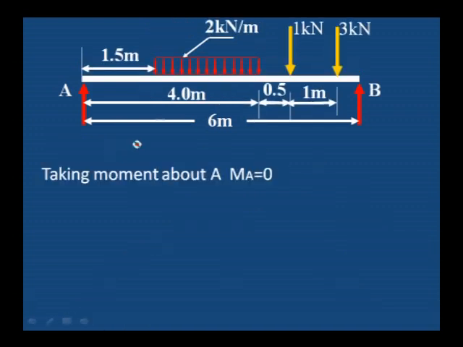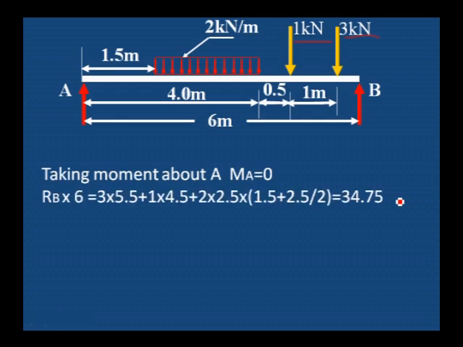In this problem I have considered 2 point loads, 1 kilonewton and 3 kilonewton, as well as one uniformly distributed load. As usual we have to take the moment about the A for all the loads, 3 kilonewton into distance 5.5, 1 kilonewton into distance 4.5, 2 kilonewton into distance 2.5 is the distance of uniformly distributed load. You have to calculate the distance up to which uniformly distributed load is acting, and then the distance of this uniformly distributed load to the left support.